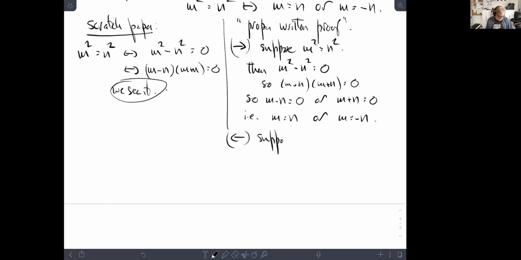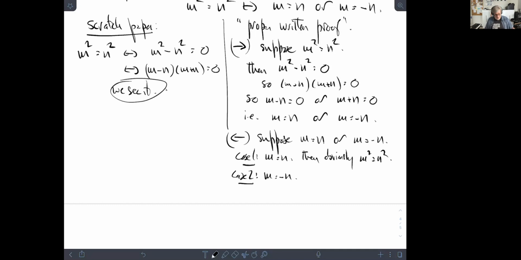Suppose m equals n or, yeah, this is actually something I should have discussed maybe before. But anyway, I have an or and I need to conclude something. How do I do that? Well, you have to do them separately. Okay, so case 1, m equals n, then obviously m squared equals n squared, right? You square both sides. It's obvious. Case 2, m equals minus n. Well, you square both sides again. And that's it.